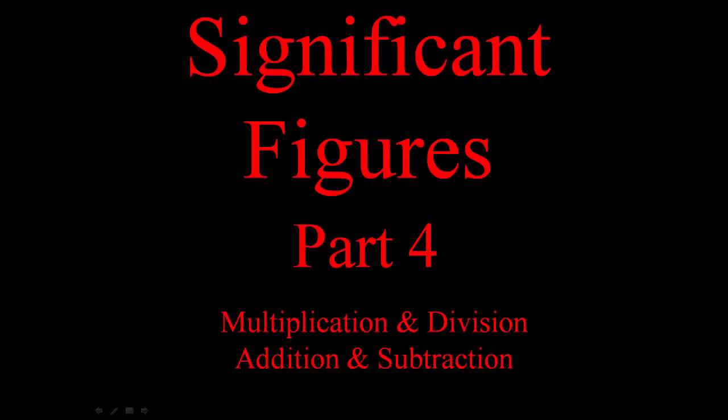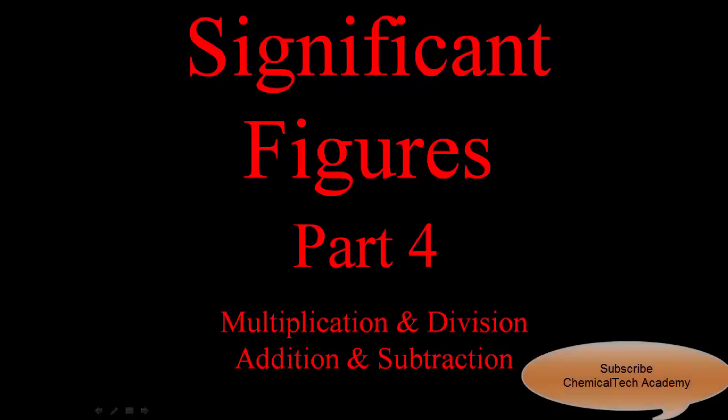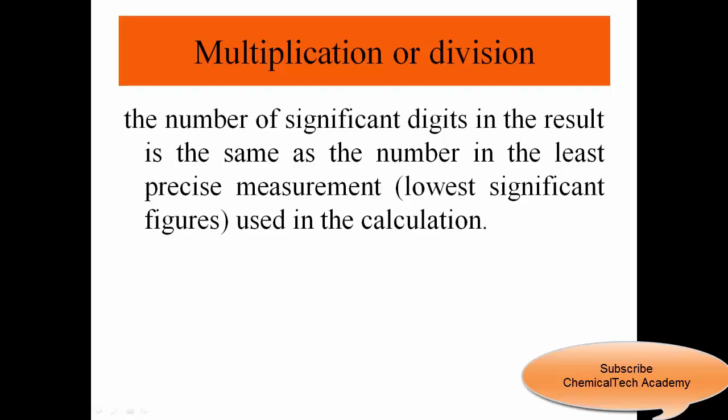This is the fourth part of the significant figures section. In this video, we're going to see how to multiply, divide, add, and subtract different numbers and consider significant figures. So let's start with multiplication or division. The number of significant digits in the result is the same as the number in the least precise measurement, or the lowest significant figures used in the calculation.